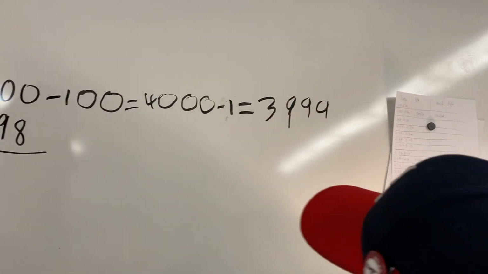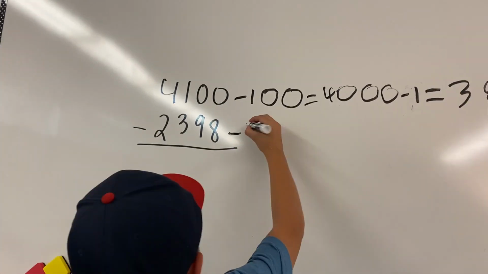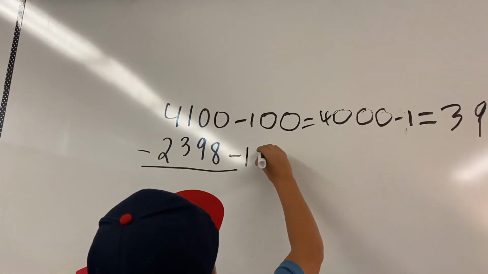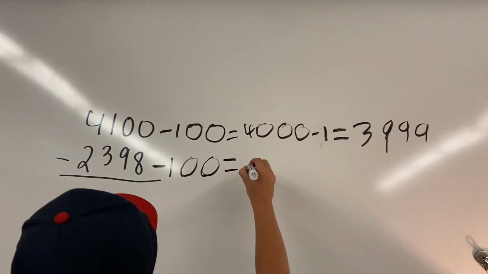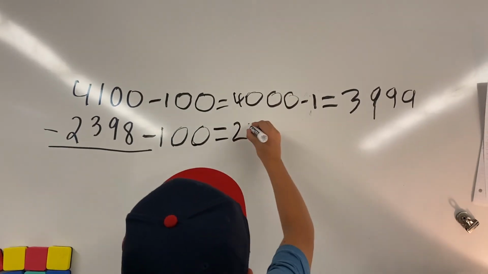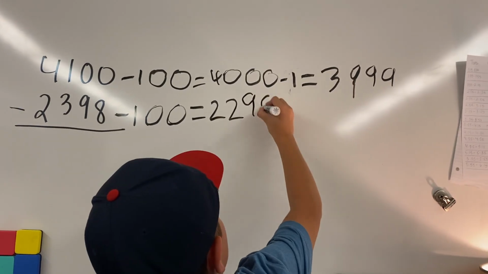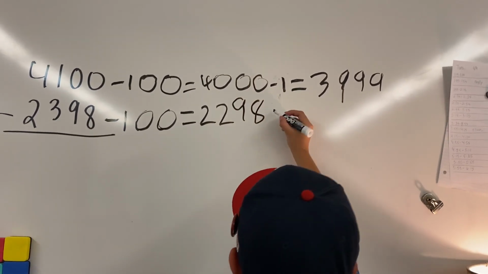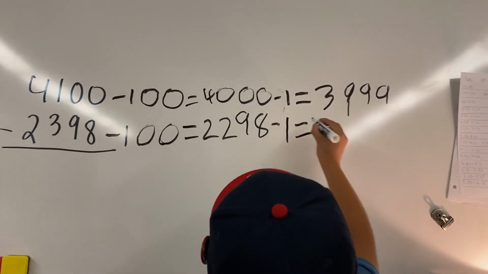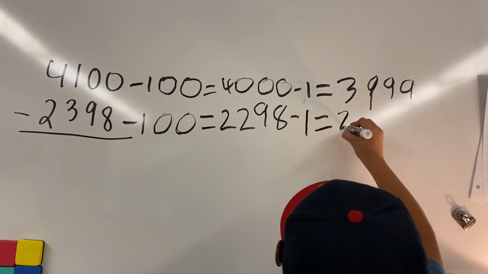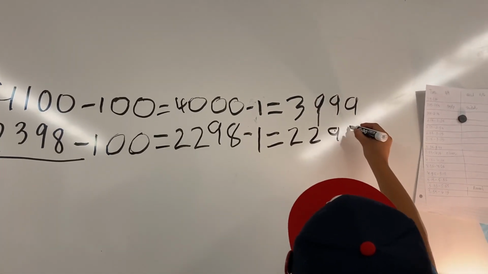Okay, now I got to keep the distance the same, so I got to do the same thing. Minus 100 equals 2,298. And then I got to keep keeping the distance the same. I love that. 2,297.